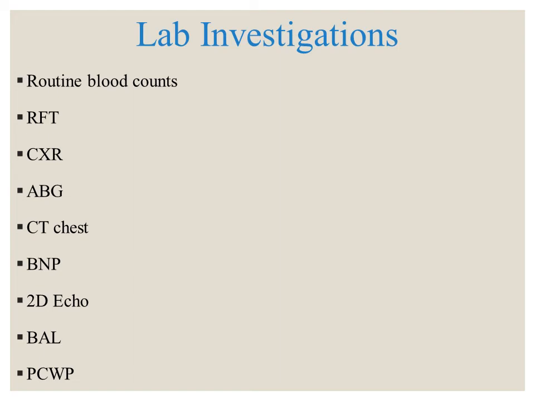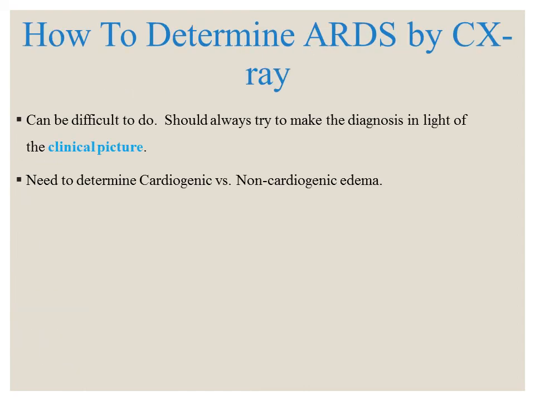Normally the arterial blood gases are normal. 75 to 100 millimeters of mercury should be the normal partial pressure of oxygen, and 35 to 45 millimeters of mercury should be the normal partial pressure of carbon dioxide, and the normal blood pH should be 7.35 to 7.45. So any imbalance in these conditions may suggest that it is a case of ARDS.